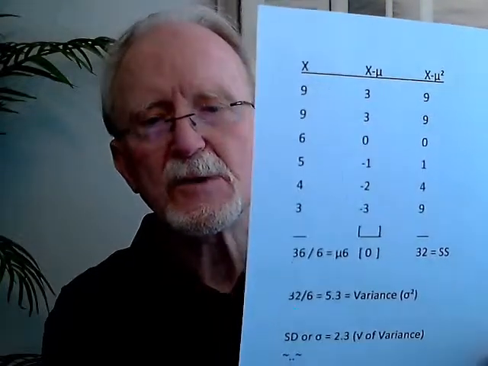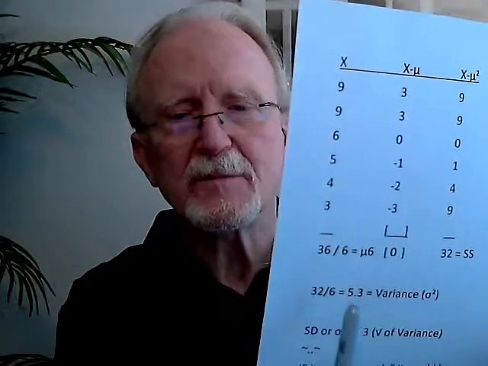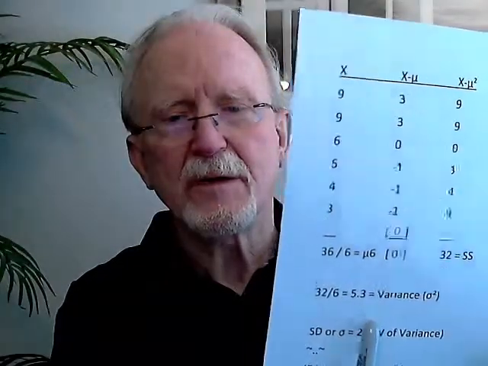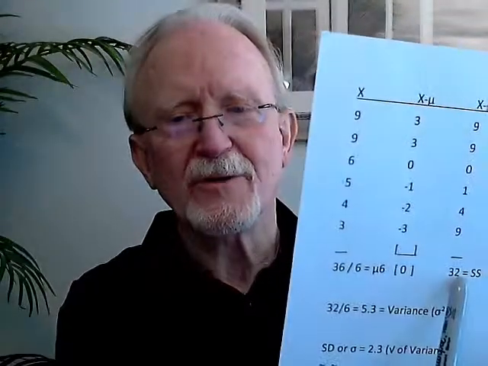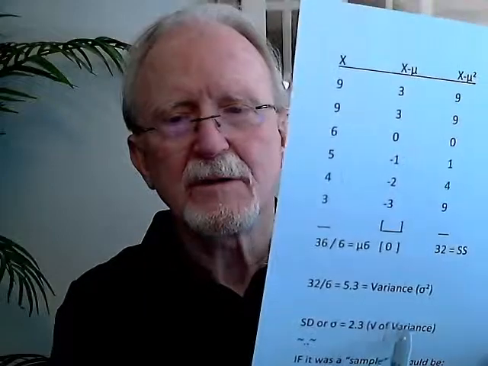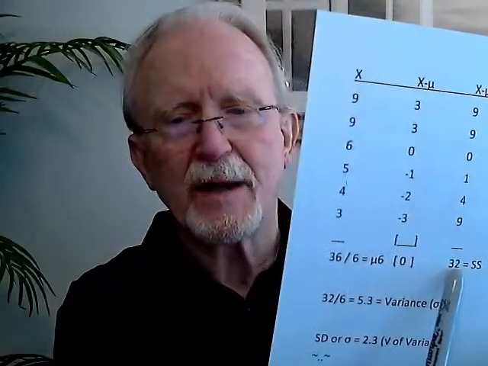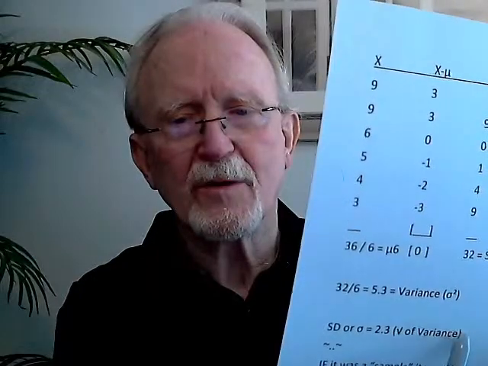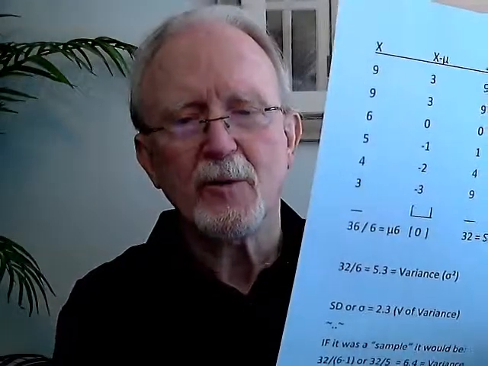Okay. So now you've gotten your sum of squares, your variance, and your standard deviation. Sum of squares divided by 6 gives you 5.3. That's your variance. Square root of variance, 2.3.